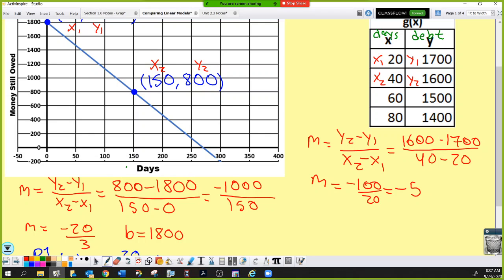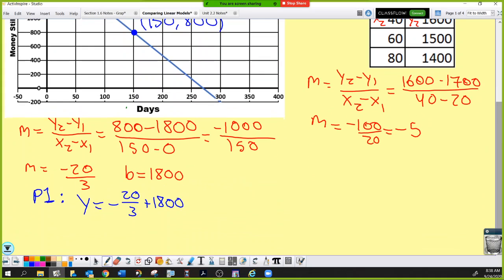Other test questions I could ask you: Who is paying off their debt at a faster rate? How much faster? I could ask you questions like that. You see, person number 1, their slope was negative 6.6 repeating. The interpretation of that, since my x's are going by days, is that person 1 pays off about $6.67 per day. Person 2 pays off about $5 per day.